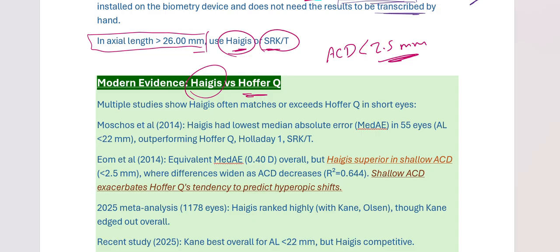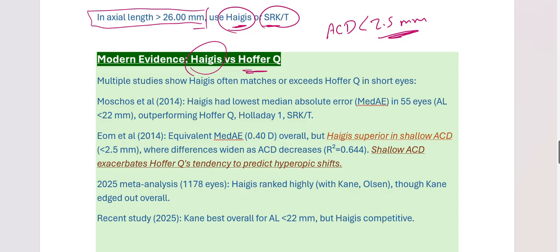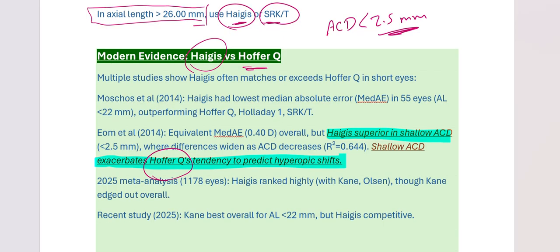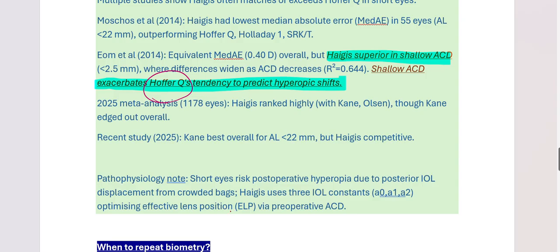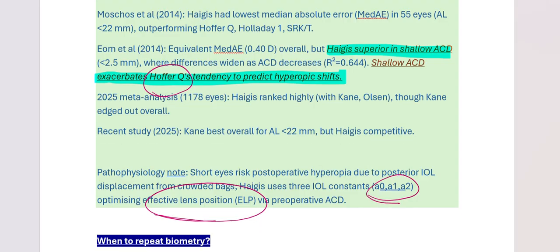There are several studies that prove that the median absolute error is much less in Haigis formula. So Haigis is superior in shallow anterior chamber depth, while FRCOphth exacerbates the hyperopic shifts. So more hyperopic shifts happen with FRCOphth in shallower AC depths less than 2.5. This happens because FRCOphth has less tendency to predict the effective lens position, although it uses clever constants. Haigis uses 3 constants to optimize this measurement of this constant.